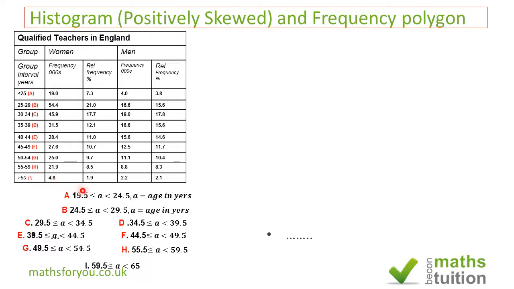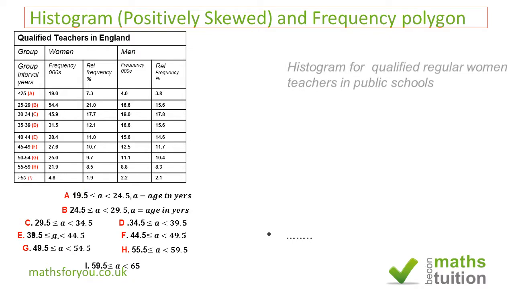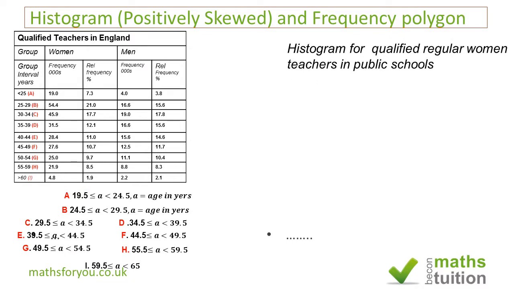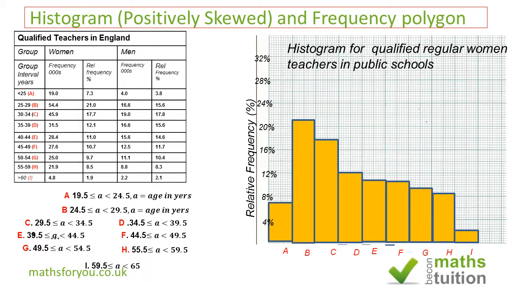Okay, that's from the last slide. So now moving on. And so this is the histogram for qualified regular women teachers in public schools in England. Right. And again, instead of plotting the absolute values, we're looking at relative frequency. So much easier to do that rather than plotting absolute values. So we're using this column here instead. We've got relative values, and this is our histogram here.